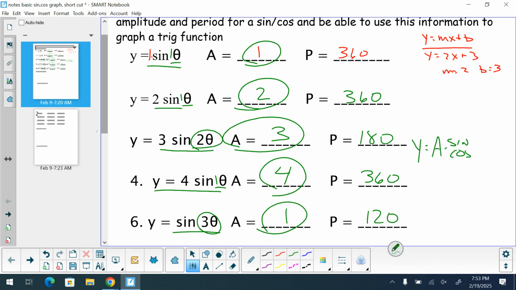So what we can do is look at this coefficient, I'm going to call this B, of theta, our B theta. And if we take a look, the period is going to look like 360 degrees divided by this B value. So when I had 1 there, 360 divided by 1. When I had 2 there, 360 divided by 2, 180. 360 divided by 3, 120.